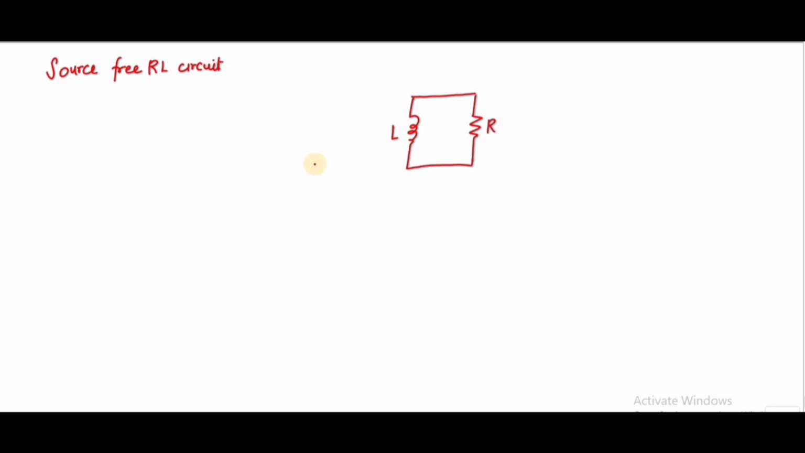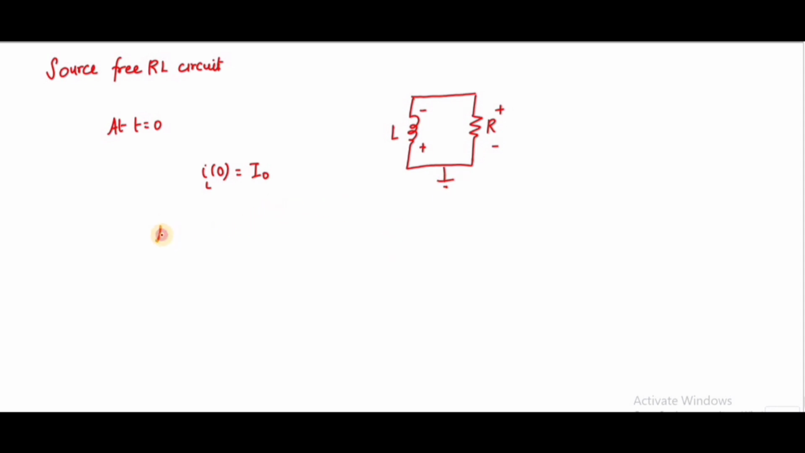Let us assume at t is equal to 0, the initial current flowing through this inductor is I naught. So I of 0 is equal to I naught. So this is how it is.